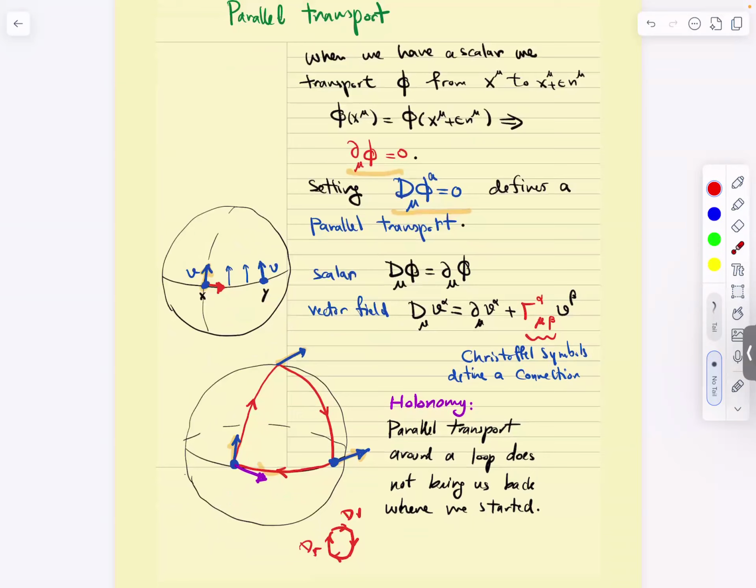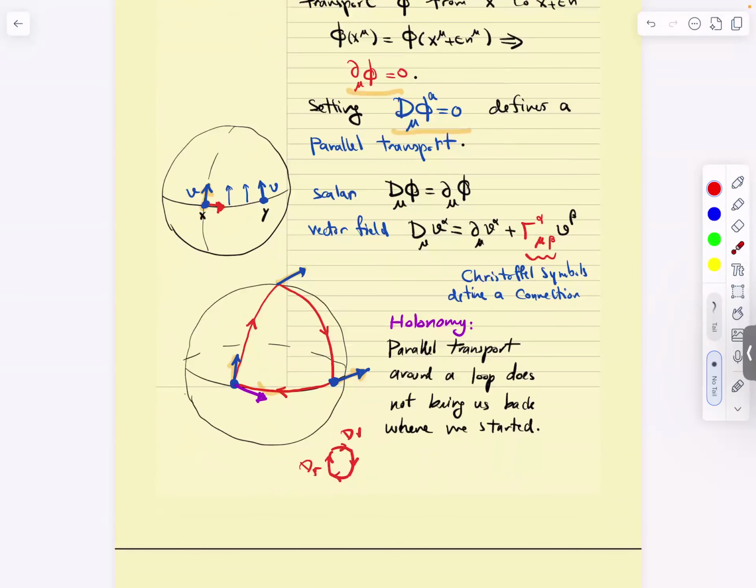Now, this might sound familiar from your study of general relativity, if you've taken it. This is of course intimately connected. What's the difference? Do you know what the connection is? In general relativity, what are the things that you're trying to parallel transport?